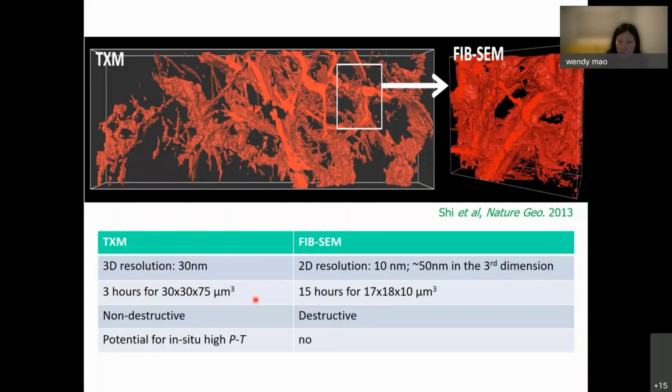I think one big difference is the amount of time. We can look at a much larger sample using X-rays and do the imaging much faster compared to the FIB SEM. Also, the X-ray imaging is non-destructive, so we had to do the SEM second, after the X-ray imaging, because you're FIBbing off all your layers. And then another potential advantage is that the TXM can be conducted in complex environments like high pressure. Okay.